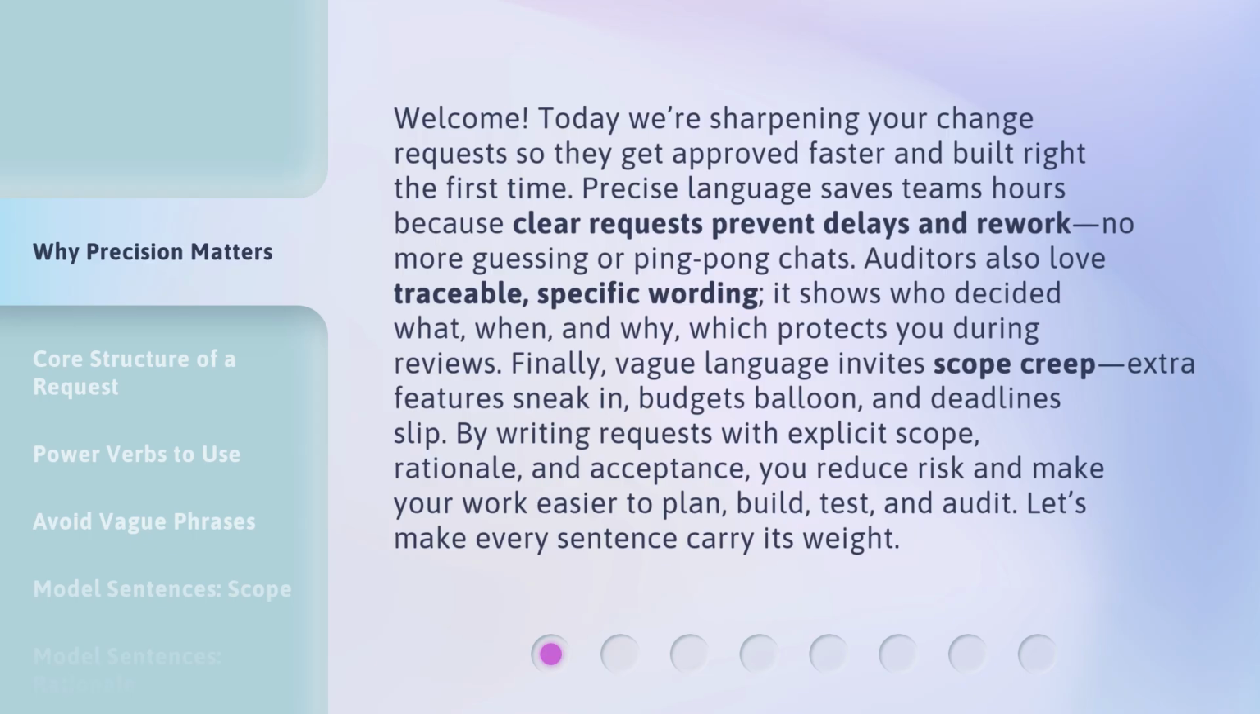Finally, vague language invites scope creep. Extra features sneak in, budgets balloon, and deadlines slip. By writing requests with explicit scope, rationale, and acceptance, you reduce risk and make your work easier to plan, build, test, and audit. Let's make every sentence carry its weight.